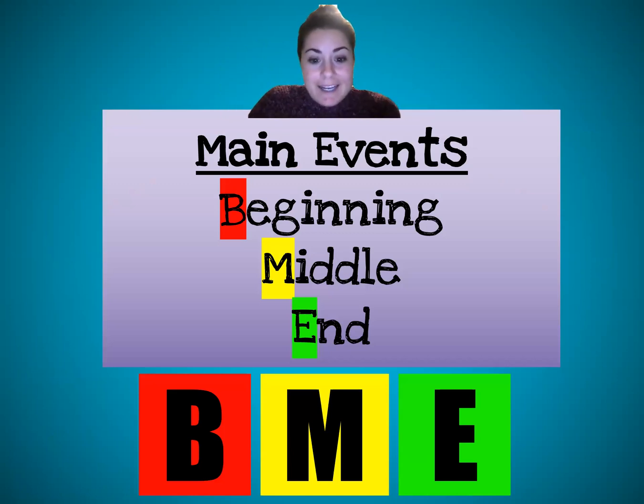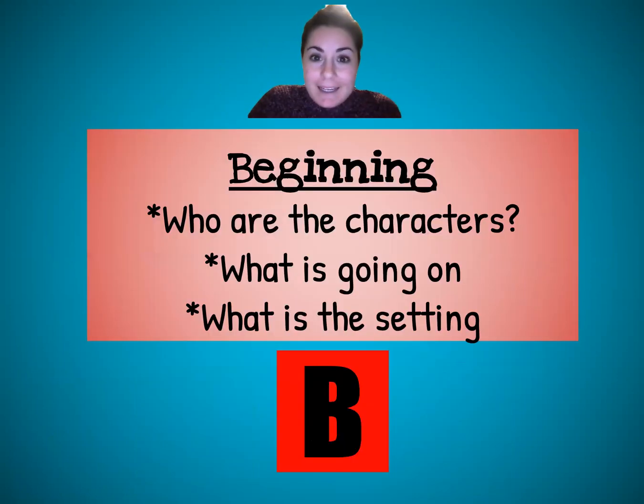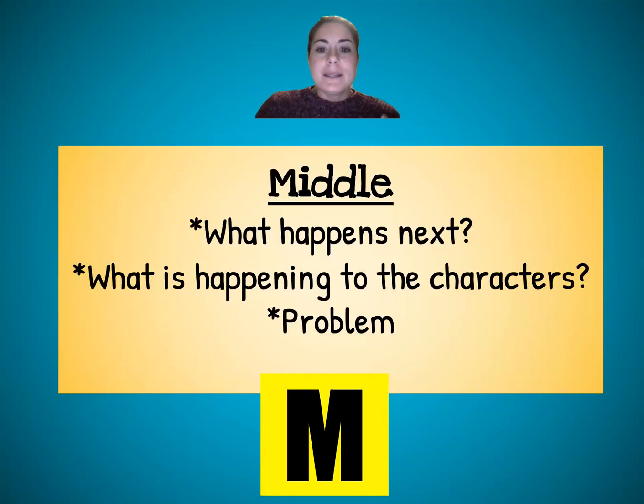So the B stands for beginning, right? Who are the characters? Right at the beginning of the story, you kind of figure out who's in the story, what's going on, where are they? What is the setting, right? You get a feel for what's happening. The middle, what happens next? Is something happening to the characters? Is there a problem? Which most stories there are.